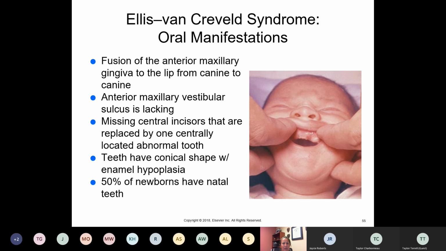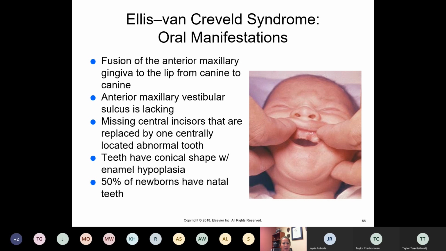Here's a little baby that has this condition. And one of the things we see orally is the fusion of the anterior maxillary gingiva to the lip from canine to canine. That's something I should have highlighted in red. You want to remember that because that's associated with Ellis Van Creveld often. The anterior maxillary vestibular sulcus is gone.